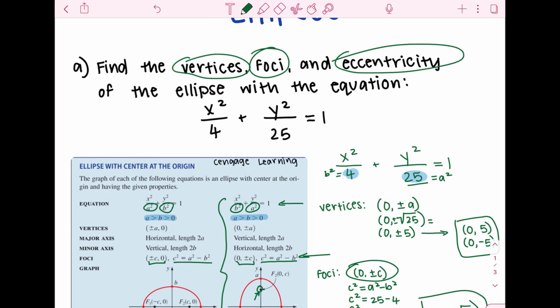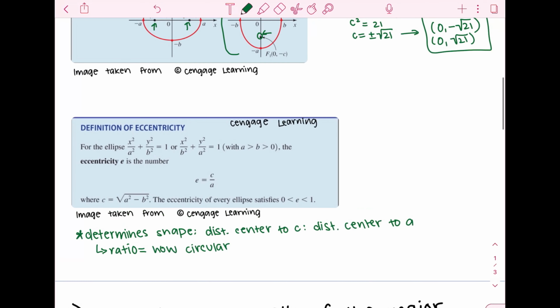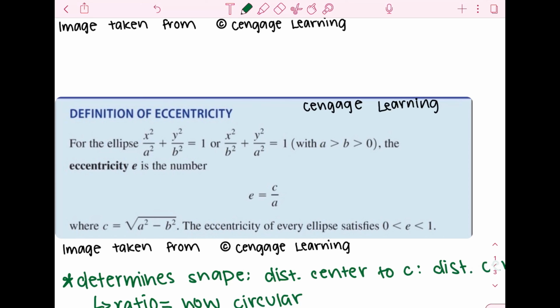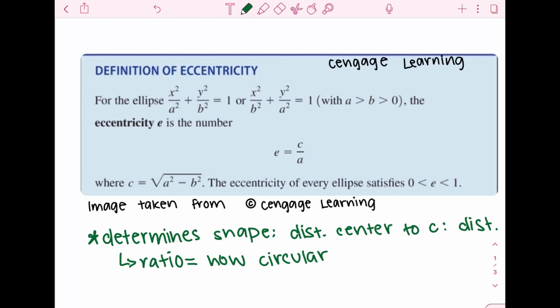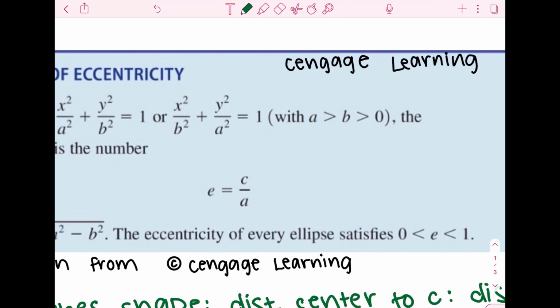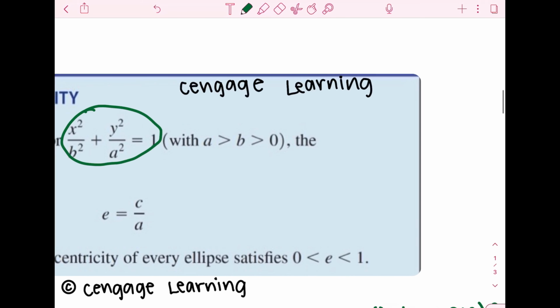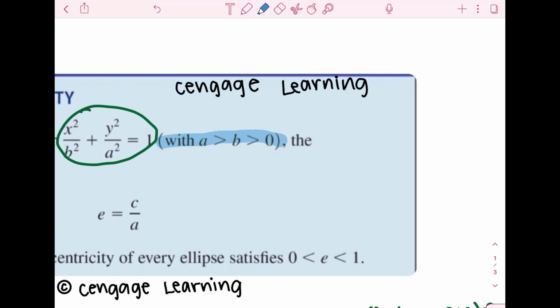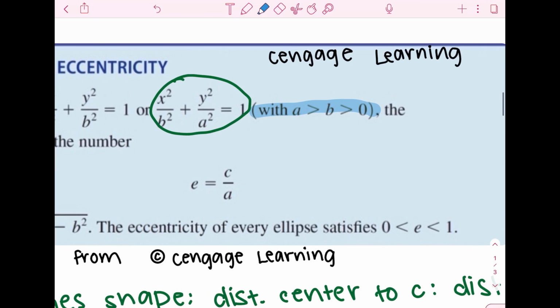And finally, we're moving on to eccentricity, which I will describe right here. You might be confused as to what it is, so I'm going to go over this image from Cengage Learning so that we can know a little bit more about it, and then I'll define it for you. Definition of eccentricity: for the ellipse with the equation x squared divided by a squared plus y squared divided by b squared is equal to 1, or x squared divided by b squared plus y squared divided by a squared is equal to 1, with a greater than b greater than 0, which always has to be true, the eccentricity e is the number e equal to c divided by a.